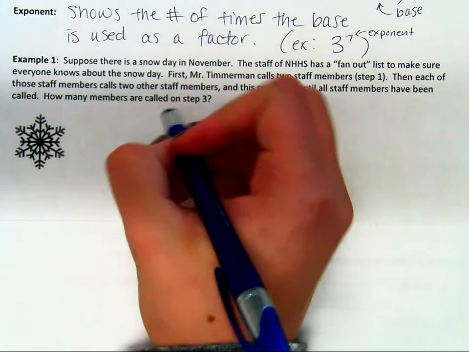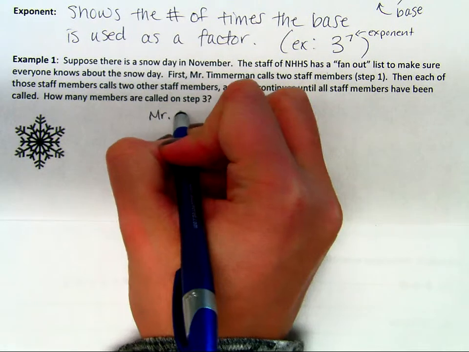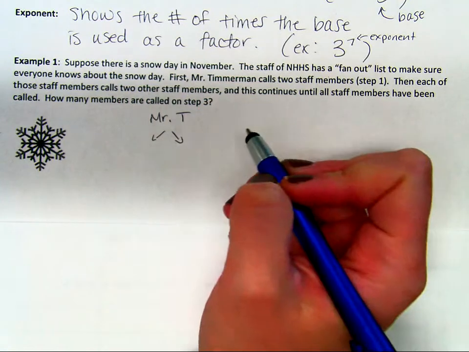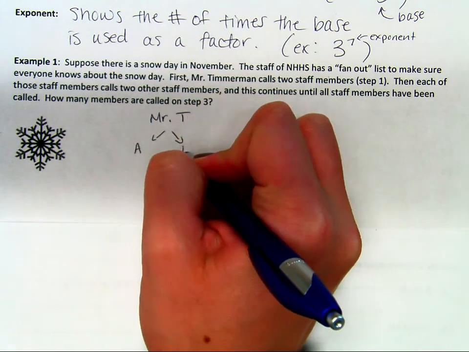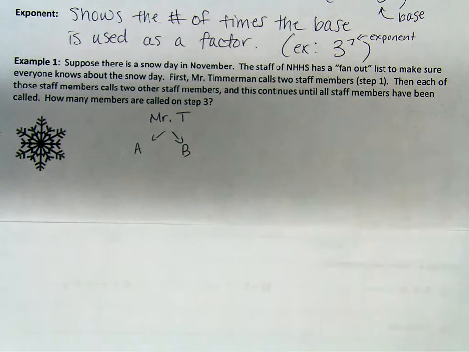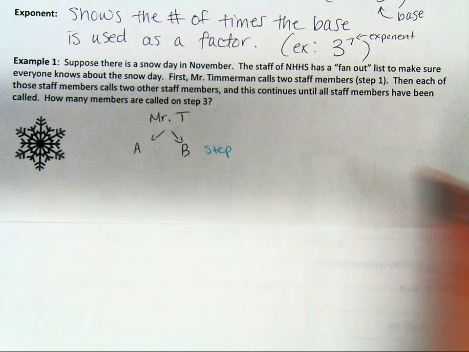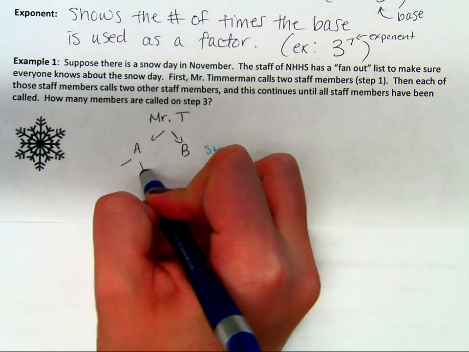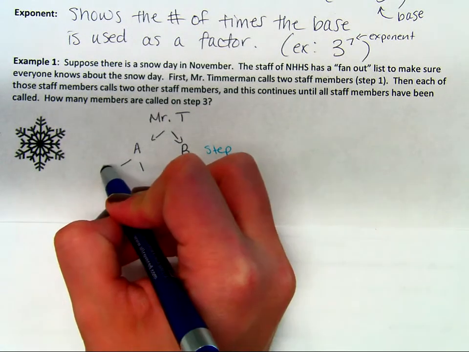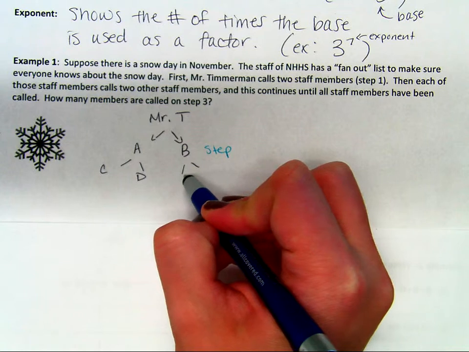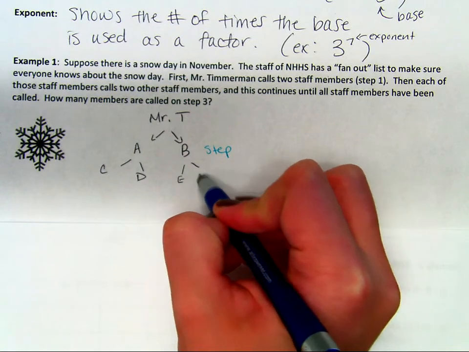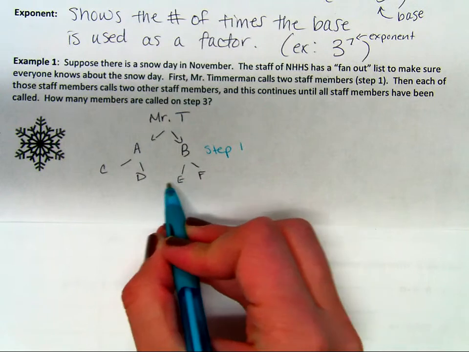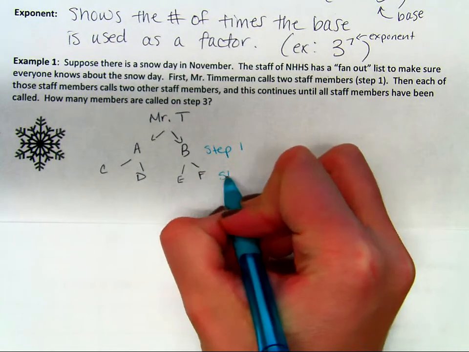So let's draw a little diagram to help us figure this out. It starts with Mr. Timmerman. And then he calls, and this is step 1, people A and B. He calls 2 people, then each of those people call another 2 people. So we'll say person A calls person C and D, then person B calls E and F. This is step 1. So this second round of calls would be step 2.